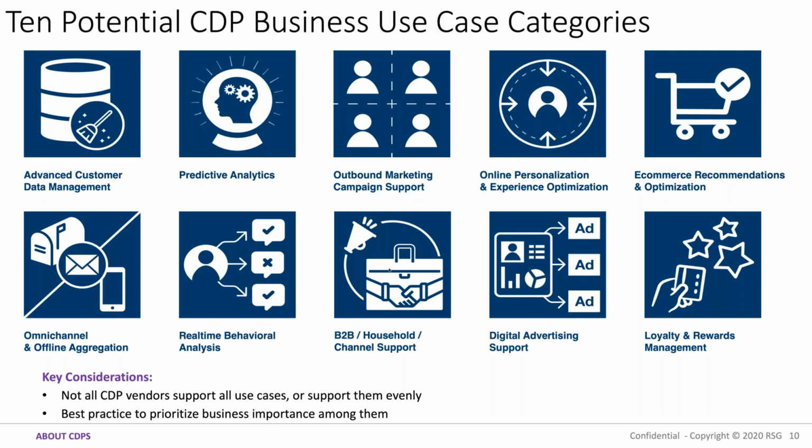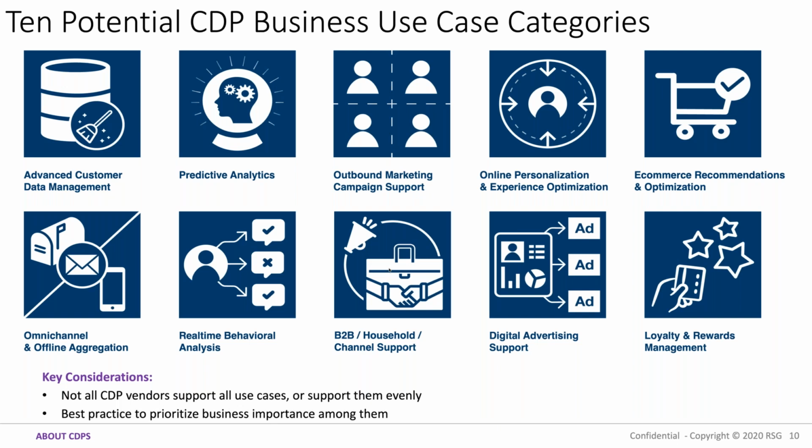So for example, for some enterprises, particularly on the B2C side, digital advertising support might be really important. On the B2B side, you may need to have these notions of household or channel or company entities, which some CDPs, actually most CDPs, are not very good at modeling. So those two at the bottom might almost be opposing kinds of use cases. One we've added more recently, particularly in light of some of the legal and regulatory things coming up, is around loyalty as well, just supporting loyalty management.